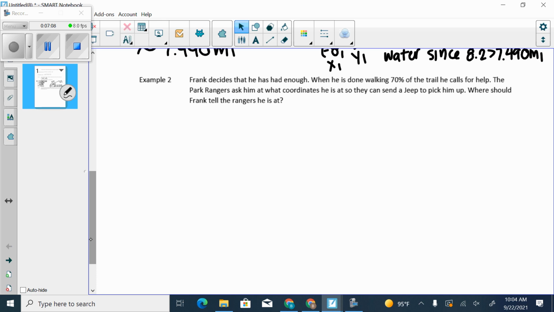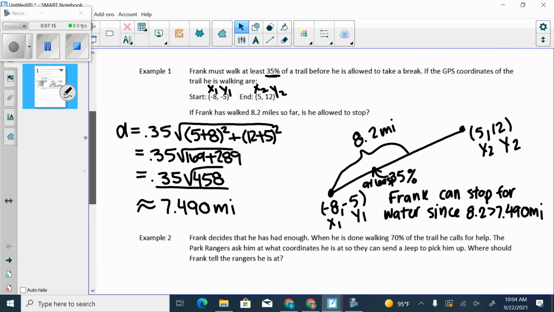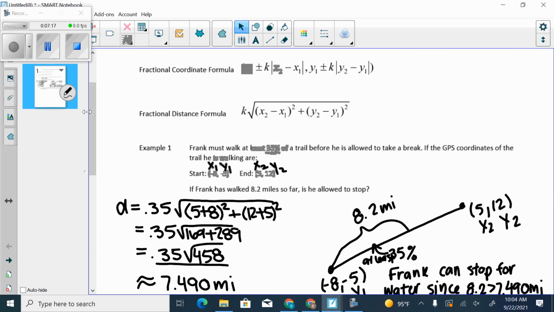So now we're not just trying to tell how far he's gone. We need to know his exact location, right? They want to know the coordinate, so that means I need to use this coordinate formula up here.